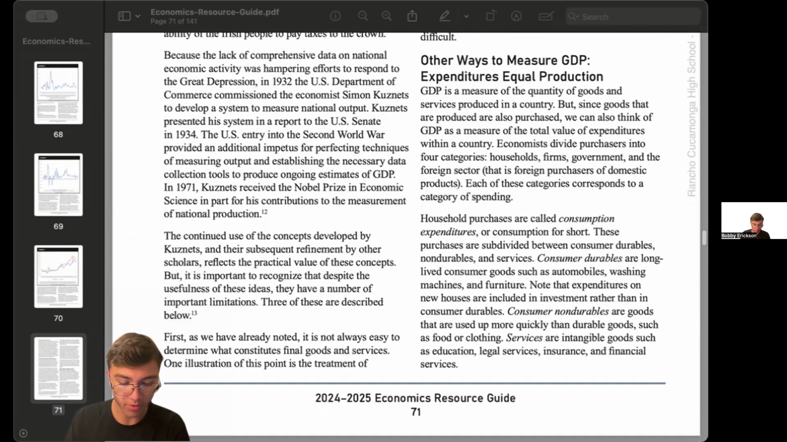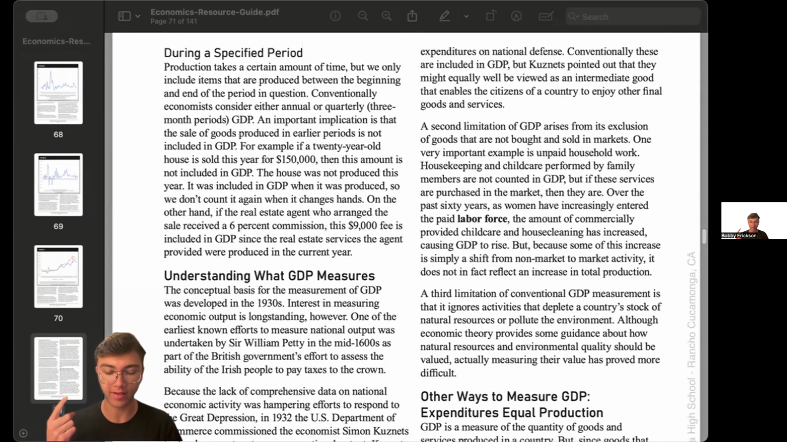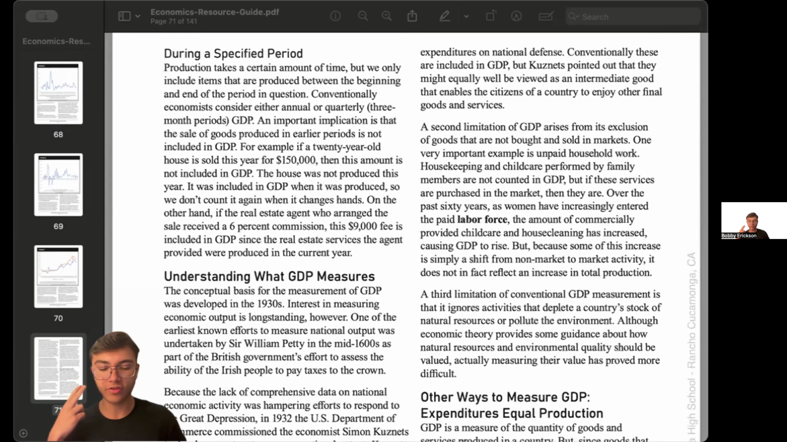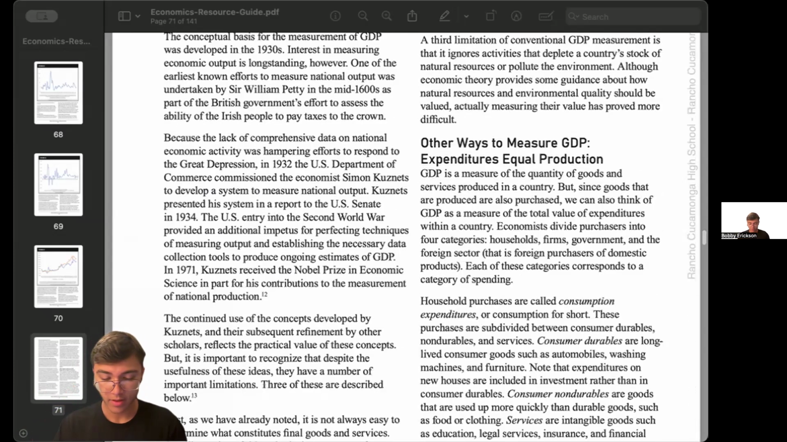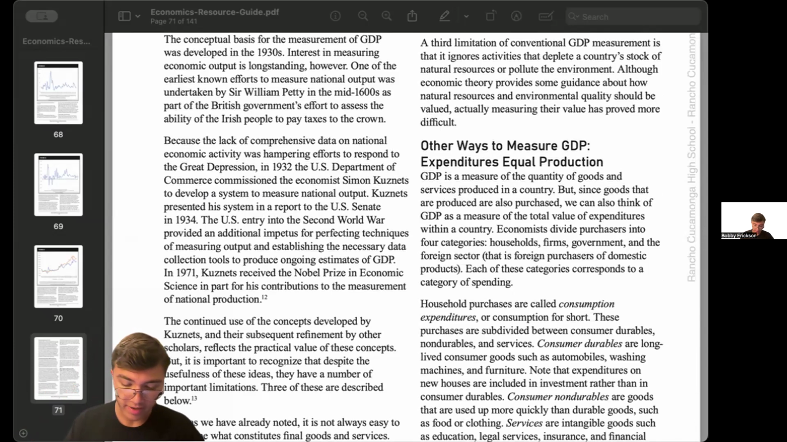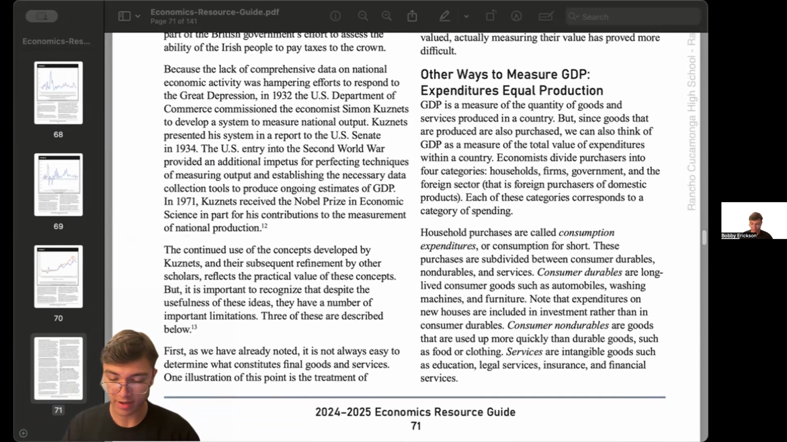So remember, the three main limitations of GDP are difficulty constituting final goods and services such as national defense, the exclusion of goods not bought or sold in formal markets, and then the third limitation is that it ignores the depletion of resources and pollution of the environment. So, next up, we are going to take a look at other ways to measure GDP as a whole here.